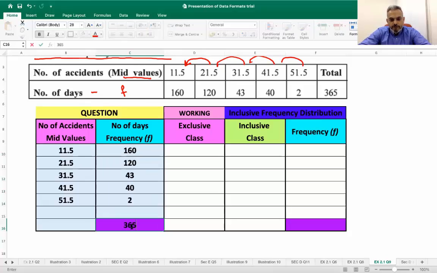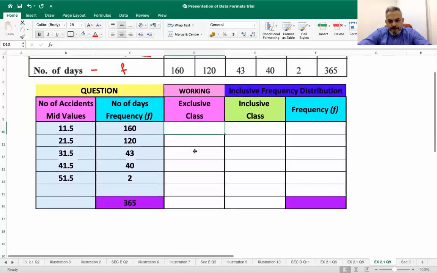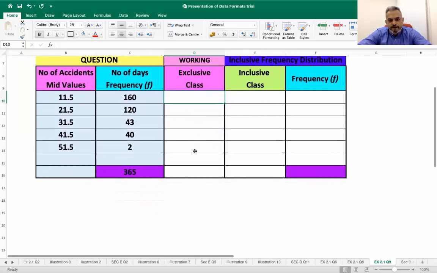365. Always cross verify while you write the question. Okay, कि कुछ गलत तो नहीं लिख लिया है. Always cross verify. Yeah, seems good. Now exclusive class के लिए let's do some working.